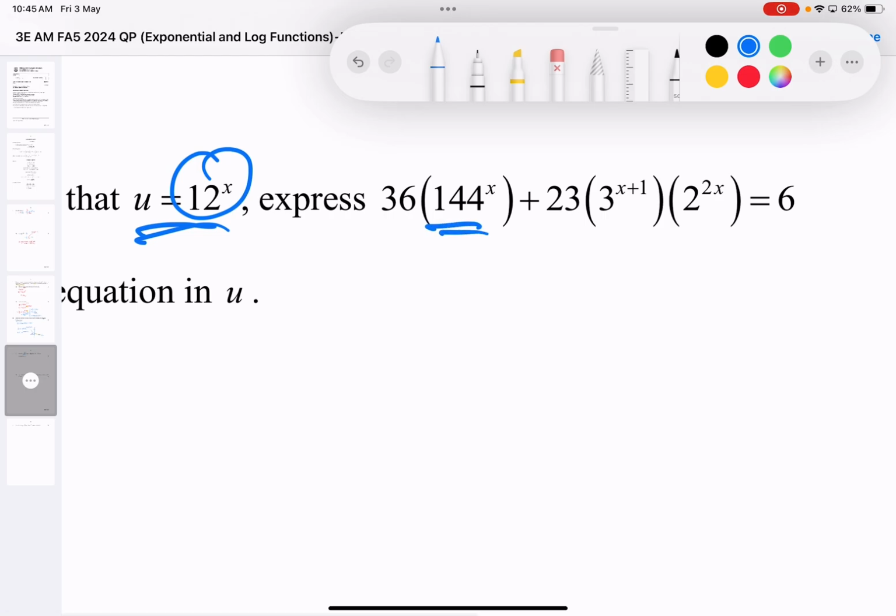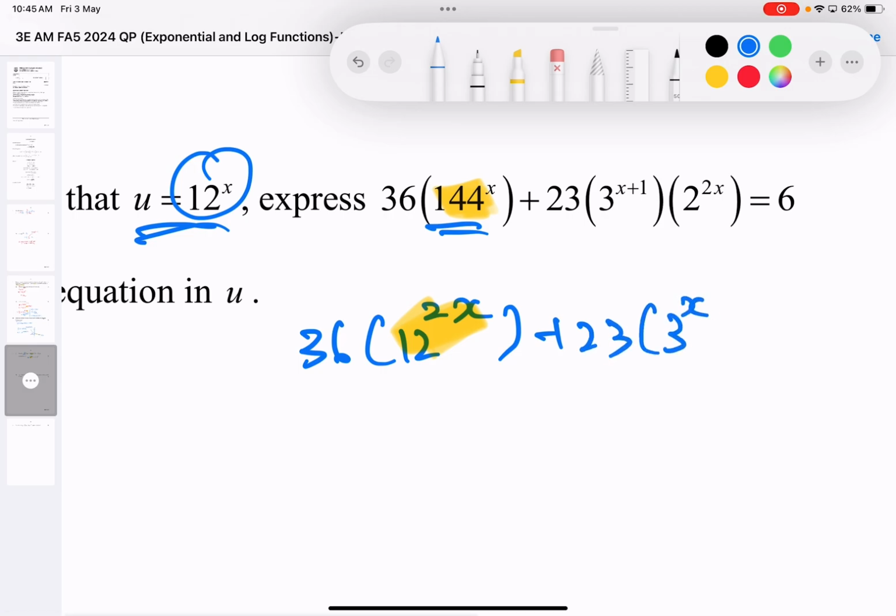So 144, if you know your multiplication table, you know is 12 times 12, right? Which can also be written as 12 squared. So I'm going to get 36 times 12 squared x. Anyone confused about how I changed from this to this? No. Next one, plus 23.